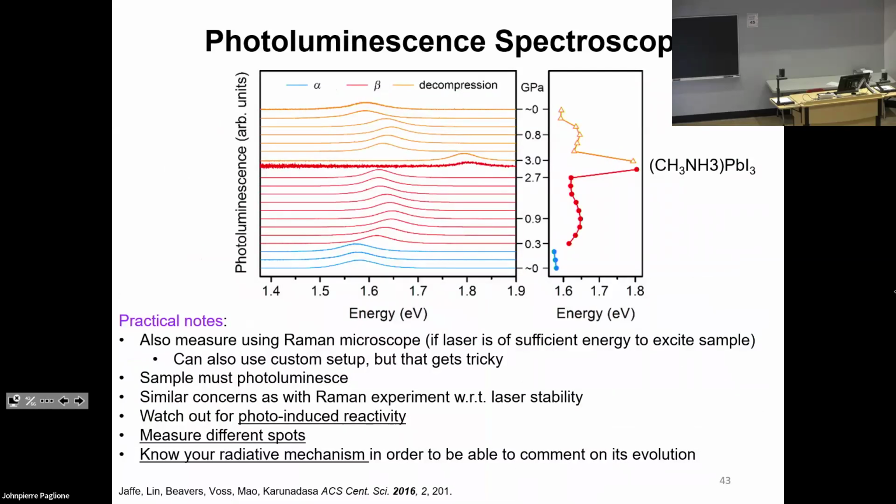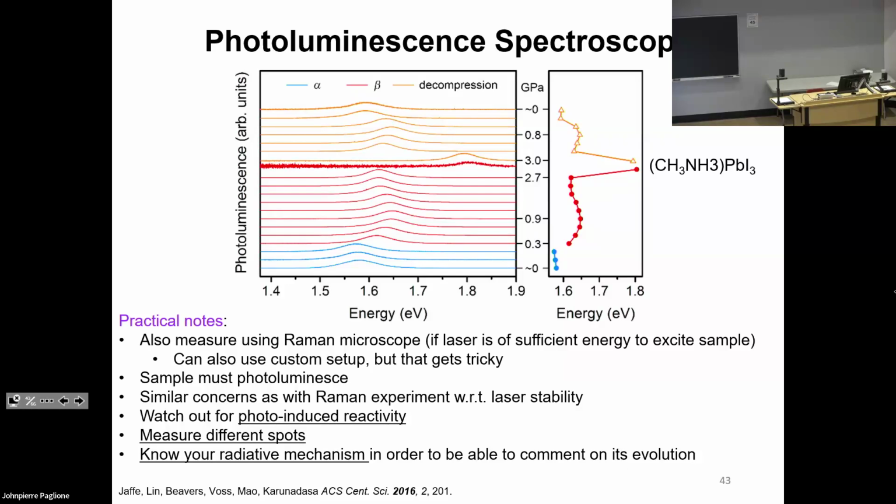Photoluminescence spectroscopy, I put this in under easy because if your sample is excited by the laser on the Raman, like if its band gap or its photoluminescent transition is of the right energy, it's really easy to also measure photoluminescence on a Raman spectrometer. So here's an example of methylammonium lead iodide, which has a direct band gap and is very photoluminescent, where you can track how that photoluminescence, and therefore the band gap, evolves with pressure. And here I'm just tracking the peak position as a function of pressure.